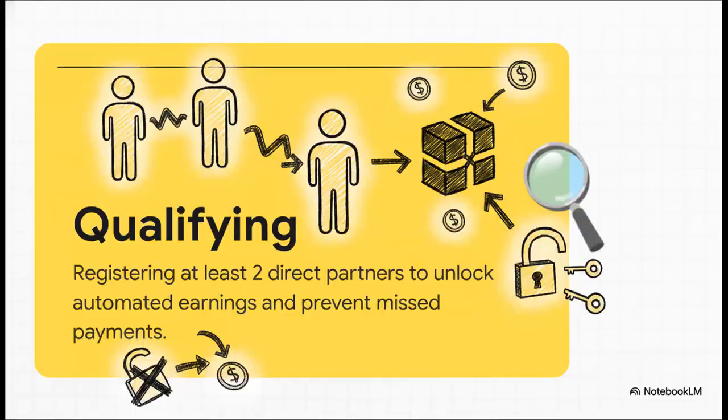However, there is one major human element required on your end, and it's called qualifying. So the crucial point is this. Merely registering doesn't mean you can just sit back, kick your feet up, and wait for a payday. To qualify, to truly unlock those automated earnings and prevent payments from completely bypassing you, the smart contract requires you to register at least 2 direct partners. If you have 0 or even just 1 direct partner, you are not qualified in the eyes of the code. Finding those first 2 partners is your immediate, absolute primary goal.